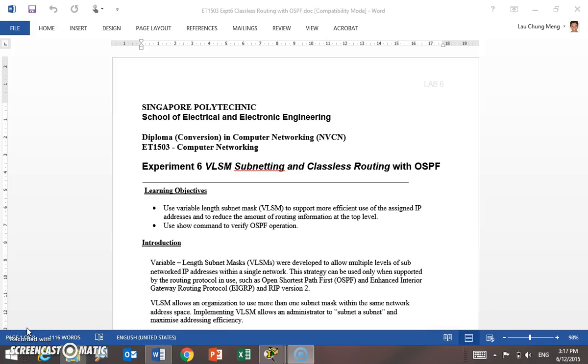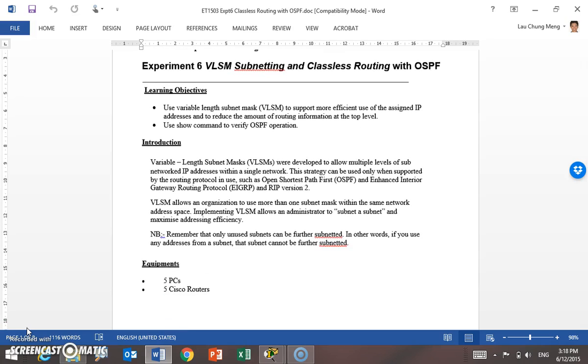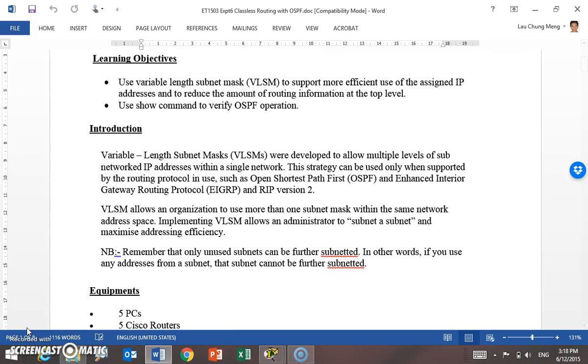Hello class, today we will do Lab 6 on VLSM subnetting and classless routing with OSPF. The first part is on VLSM, variable length subnet mask.